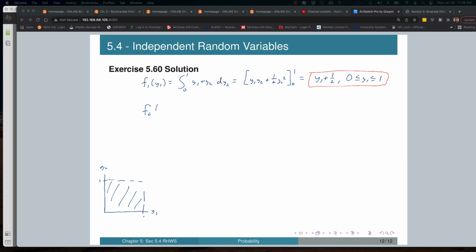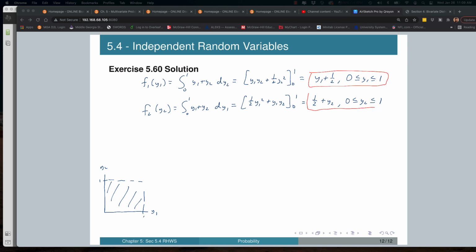Y sub 2's marginal function. Again, we're going in the y sub 1 direction this time, and it's going from 0 to 1 with the same function, y sub 1 plus y sub 2. All right. And when we do that with respect to y sub 1, we get 1/2 y sub 1 squared plus y sub 1 times y sub 2 from 0 to 1. And now that gives me 1/2 plus y sub 2, for 0 less than or equal to y sub 2 less than or equal to 1.